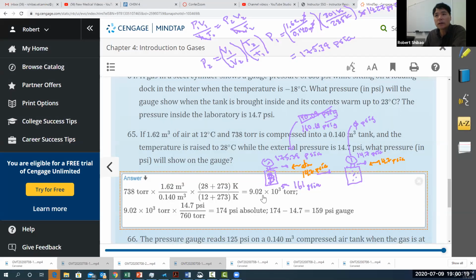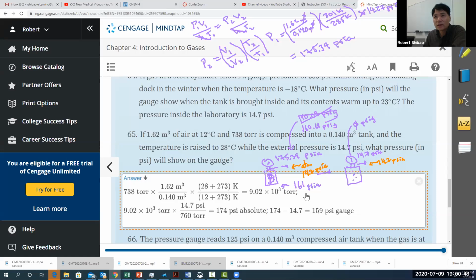And so they calculated the absolute, but they did it in torr. I did it in PSI. And then they converted the torr into PSI. So this is what we call round-off error, I think. Let me see, unless I made a mistake. 285. No, don't think so. It looks like they're rounding off heavily here.